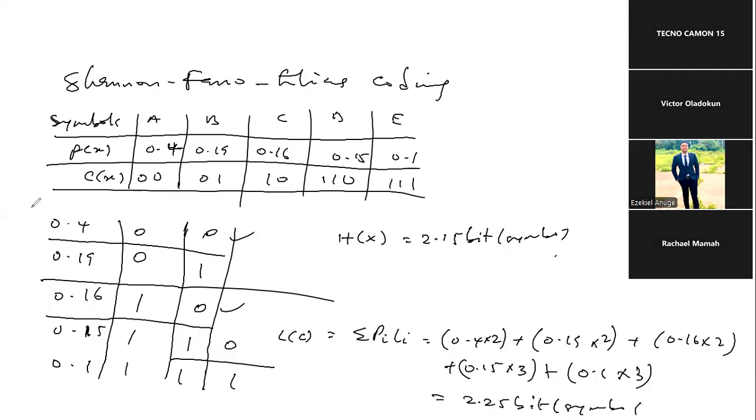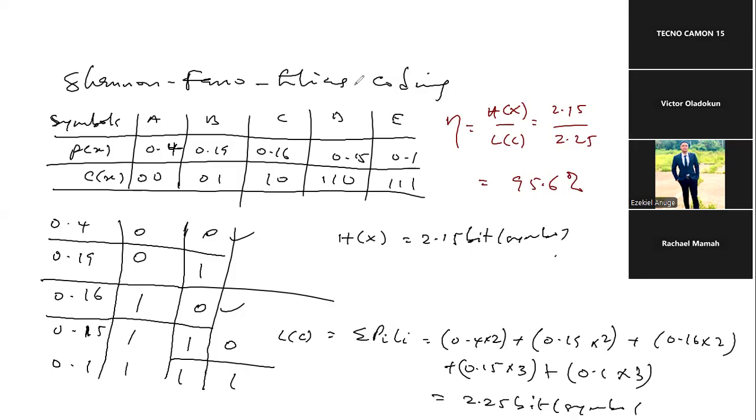So what's going to be the efficiency of this code? The efficiency, once again, will be H of X divided by the expected length, which will be 2.15 divided by 2.25, and that will be 95.6%.